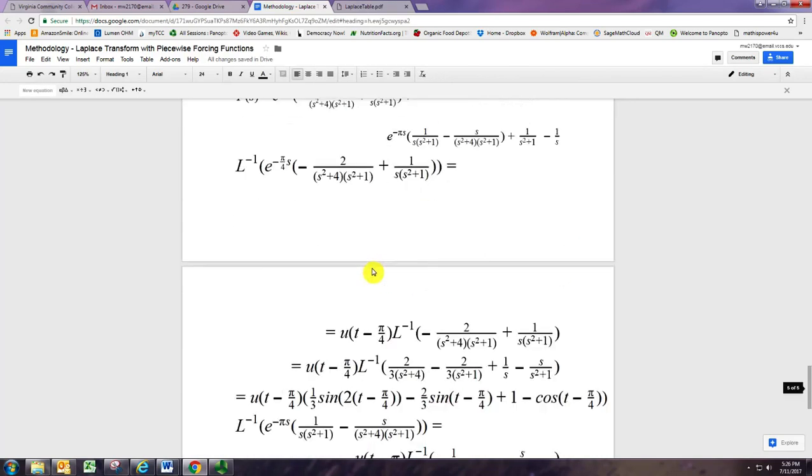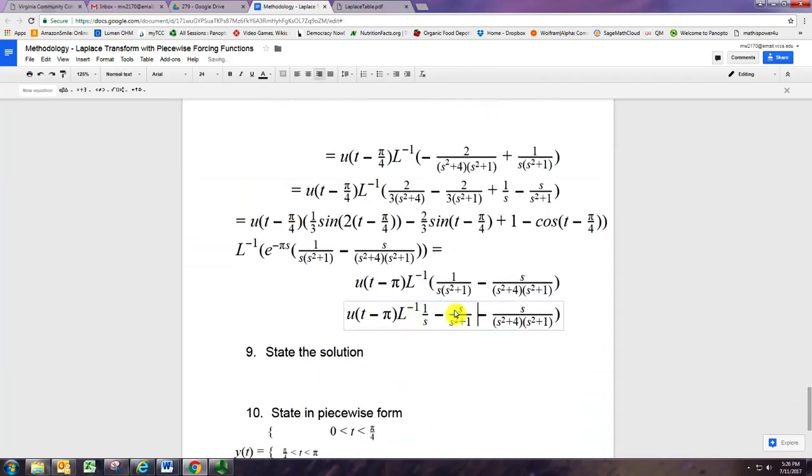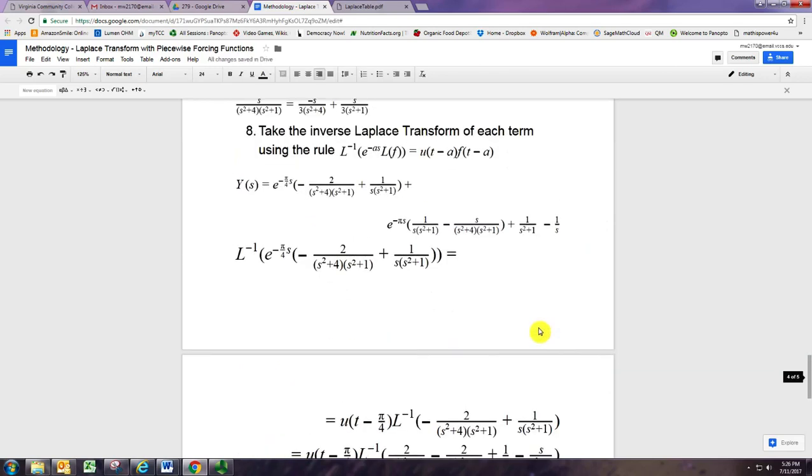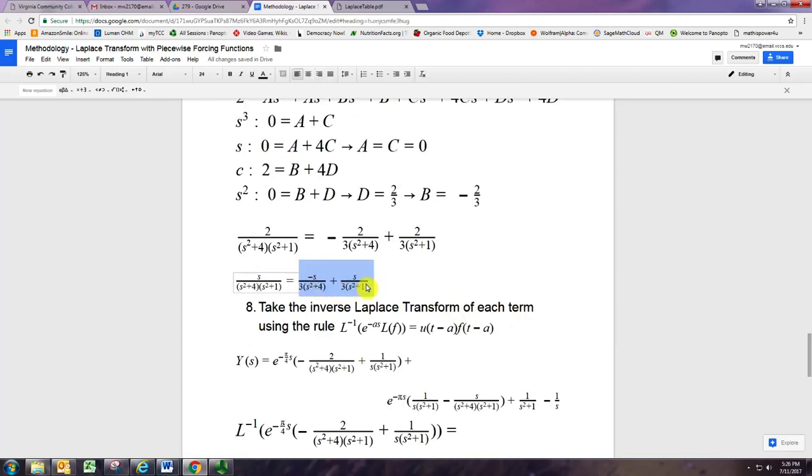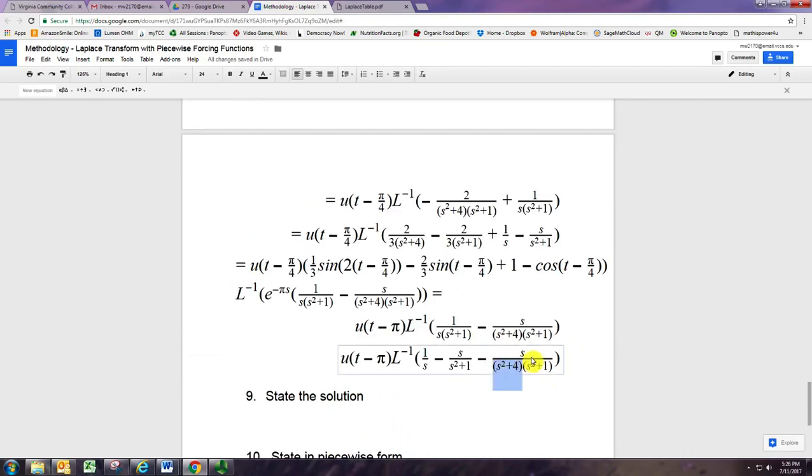There's 1 over s times s squared plus 1. And then s over s squared plus 4, s squared plus 1 is the one that I didn't do, just wrote the answer for. And there's going to be a negative in front of the whole thing, so flip the signs on these. So it's going to be minus there, and these negatives will cancel out, and it'll look like that. All right, so we can go in and take the inverse transform of these one by one.